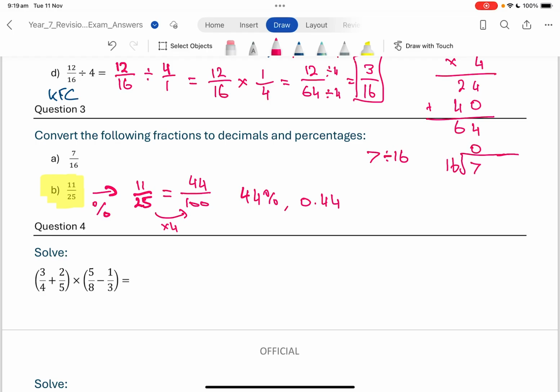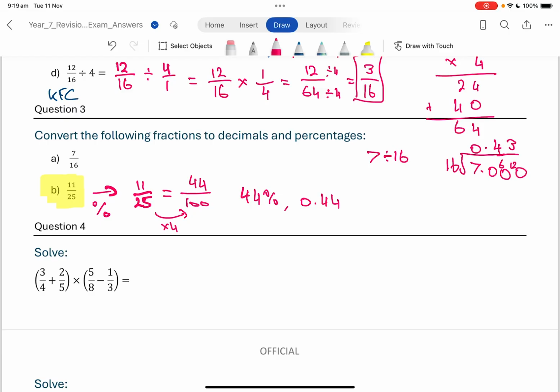So how many 16s go into 7? Well, 0. So let's set our decimals up. 16s into 70, that is going to be 4. It goes in 4 times. And we'd have 40, 64, we should have 6 left over. Then 16s into 60 would be 3 times. And we'd have 30, 48. We'd have 12 left over.